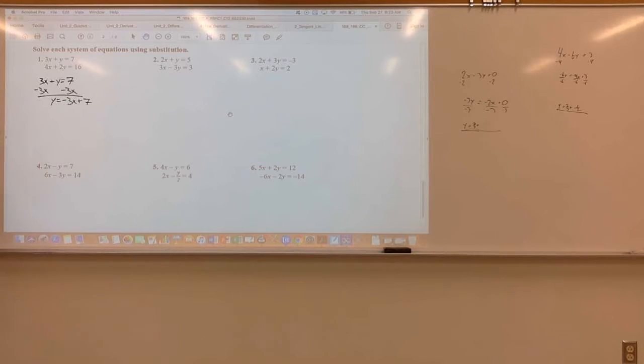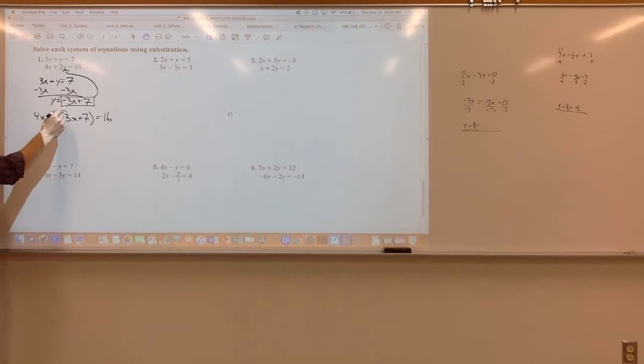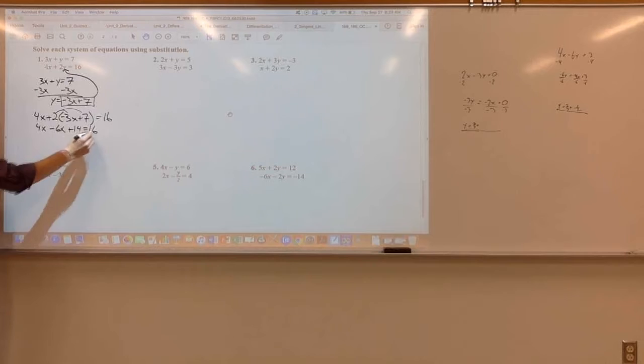So now what I can do is take this expression and plug it in for y in my other equation. I solved for y, so I want to take this and plug it in place of y in my other equation. So that will look like this: 4x plus 2 times negative 3x plus 7 equals 16. Distribute this 2 through. We get 4x minus 6x plus 14 equals 16.